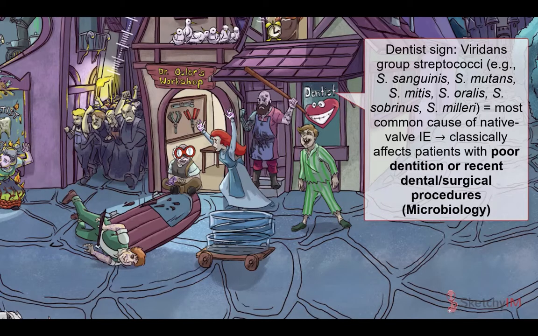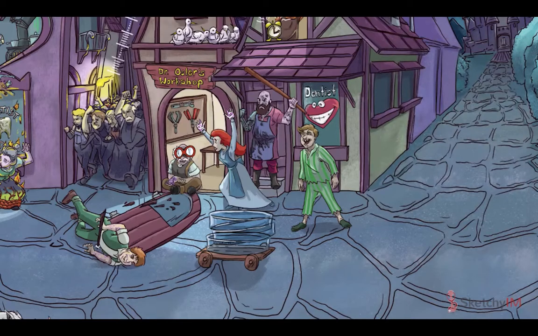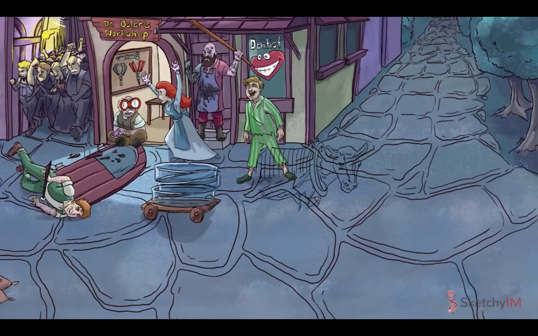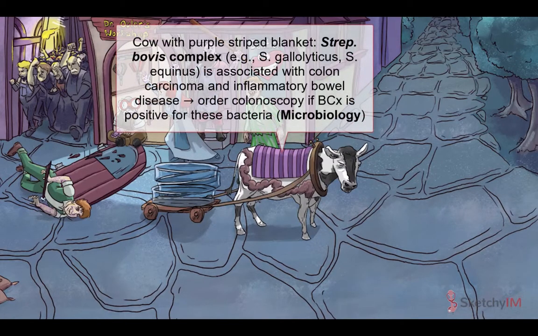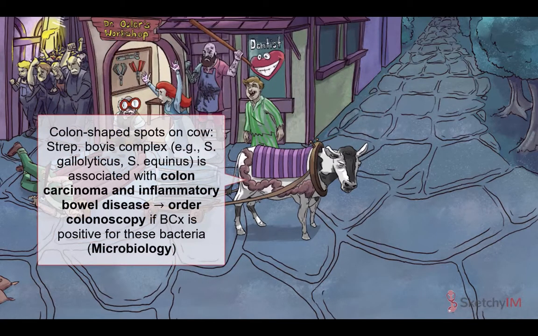Just a few holes to fill in that smile of yours. Alright, ready for a weird one? See Bessie here with her purple striped blanket? She represents strep bovis complex, also known as group D strep. Strep bovis complex endocarditis is associated with colon cancer and inflammatory bowel disease. So make sure to order a colonoscopy to look for these conditions if your patient's blood culture comes back positive for one of these bugs.